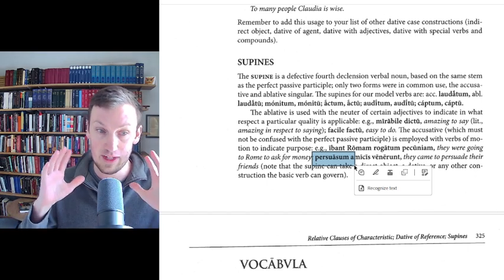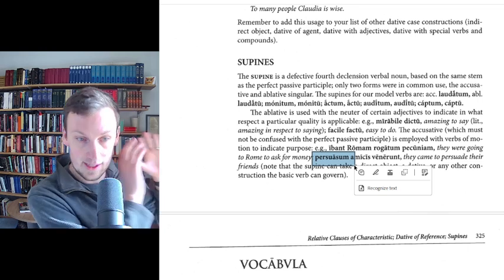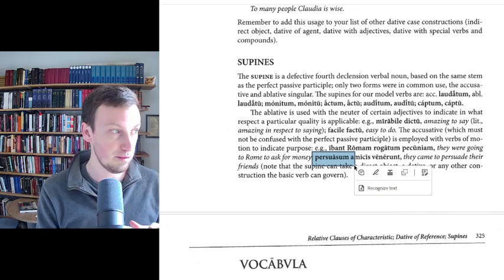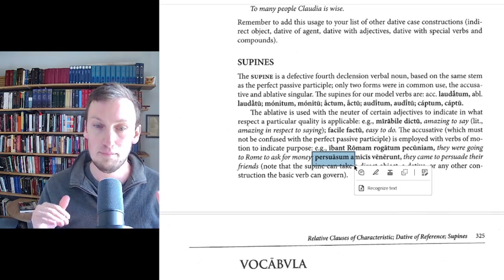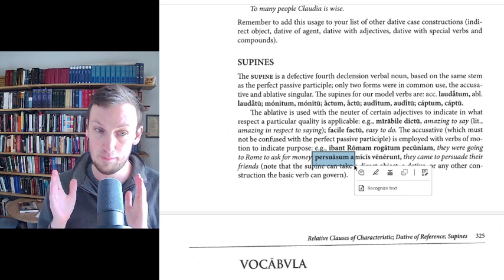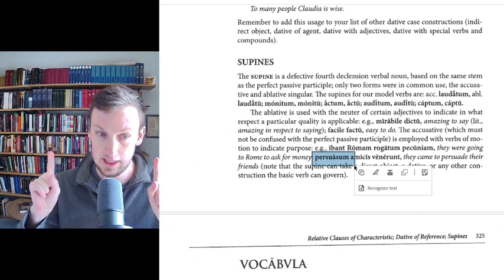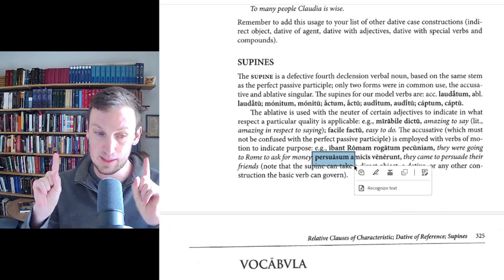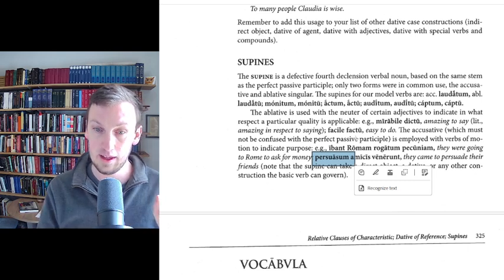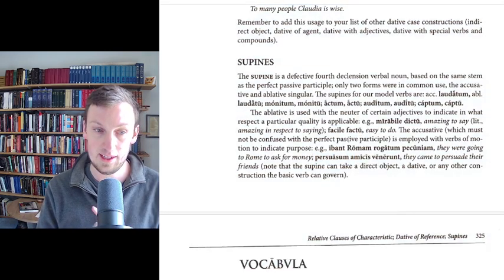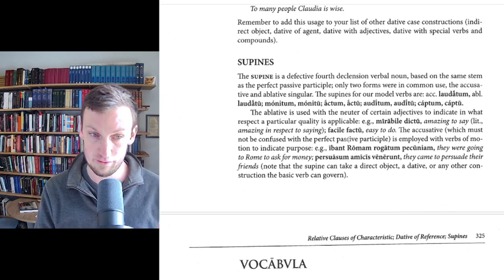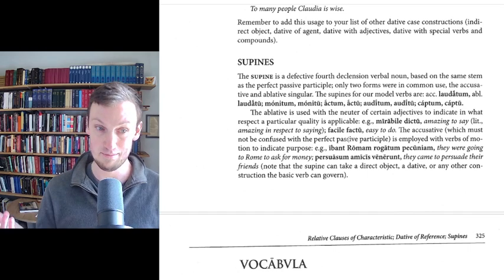So it's a verbal noun. It should link you back to that verbal idea, the fundamental verb. But it's going to look like an accusative singular perfect passive participle, and it's not. It is a verbal noun that indicates purpose, and the way to recognize it is it's going to look like an accusative with a verb of going, which wouldn't make any sense.